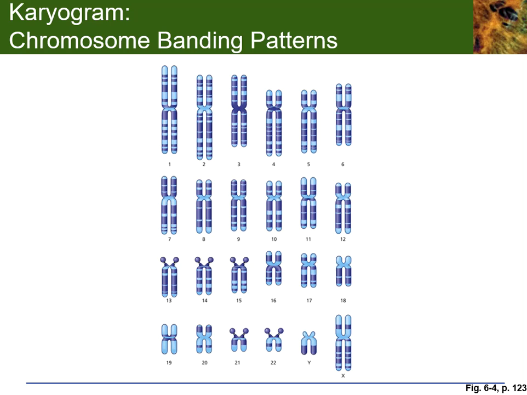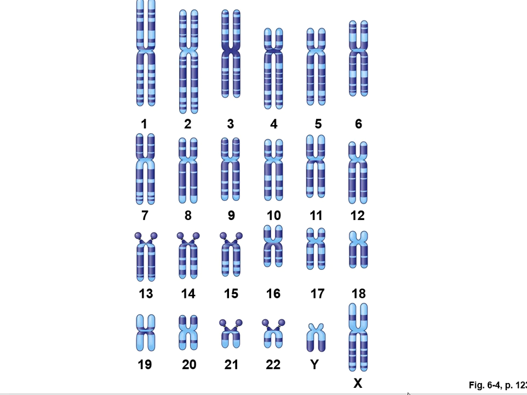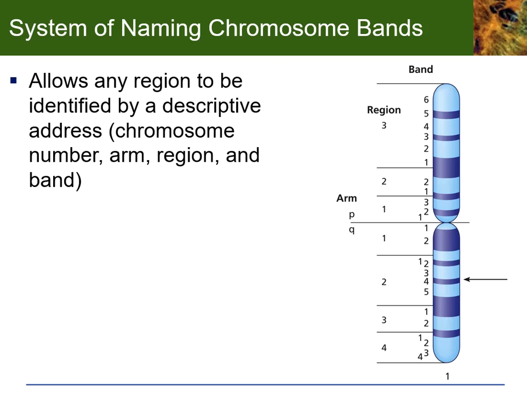The karyogram, chromosome banding patterns. You can see here they have been stained, and you can see distinctive banding patterns amongst the chromosomes. Now, there's a system of naming chromosome bands which allows any region to be identified by a descriptive address. There's the chromosome number, the arm, the region, and the band.